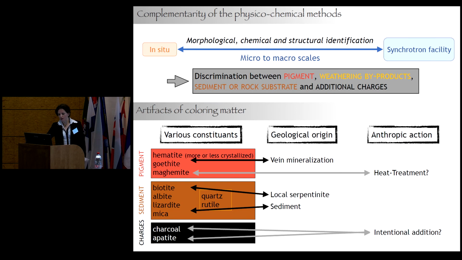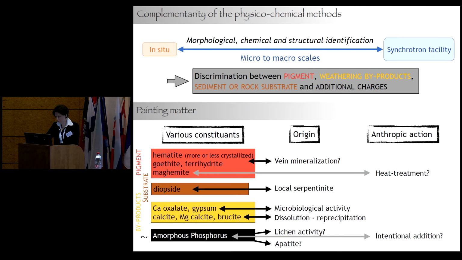So we found here various constituents for this artifact, and we try to understand the geological origin with the vein mineralization, but the presence of maghemite asks the question of an eventual heat treatment. And we need to go further thanks to transmission electron microscopy to be able to really detect it and answer this question. And about the presence of charcoal and apatite, we can make the hypothesis of intentional addition.